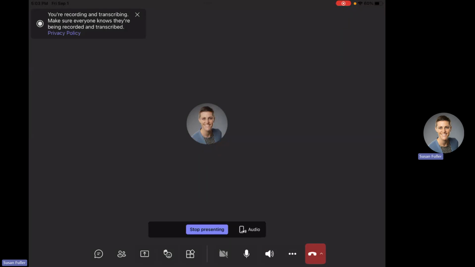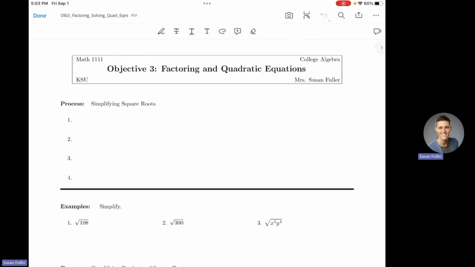Hello all. Wanted to make a couple of quick videos for you that y'all asked for. So the first one is an objective 3, simplifying square roots.